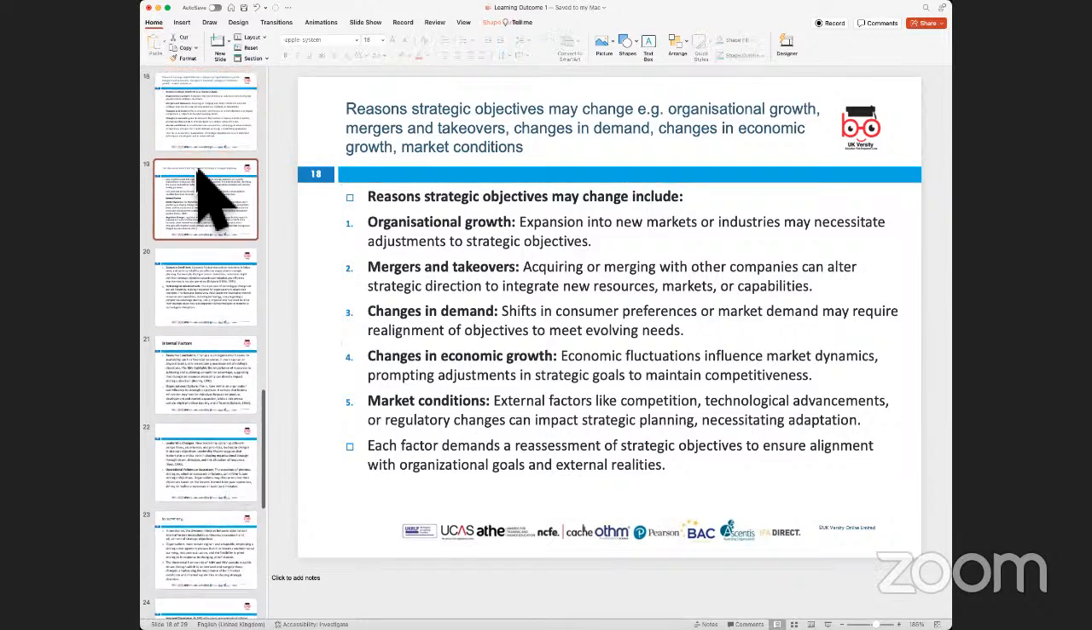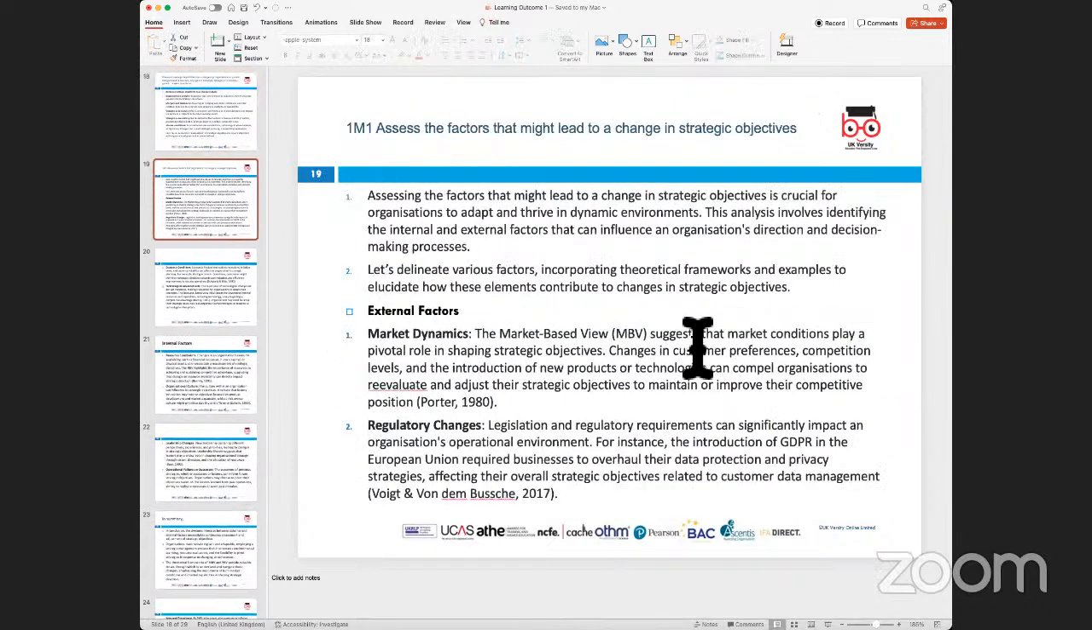different markets. Now, one of the things that we need to look at in terms of assessing the factors that lead to change in strategic objectives is to look at extending what we've discussed in task 1.1 and 1.2, but with examples as a named organization we need to do. So some of the external factors that we need to look at are frameworks like the market-based view, MBV framework, which normally suggests that market conditions tend to play a very pivotal role in driving the strategic objectives of the organization. We look at regulatory changes.